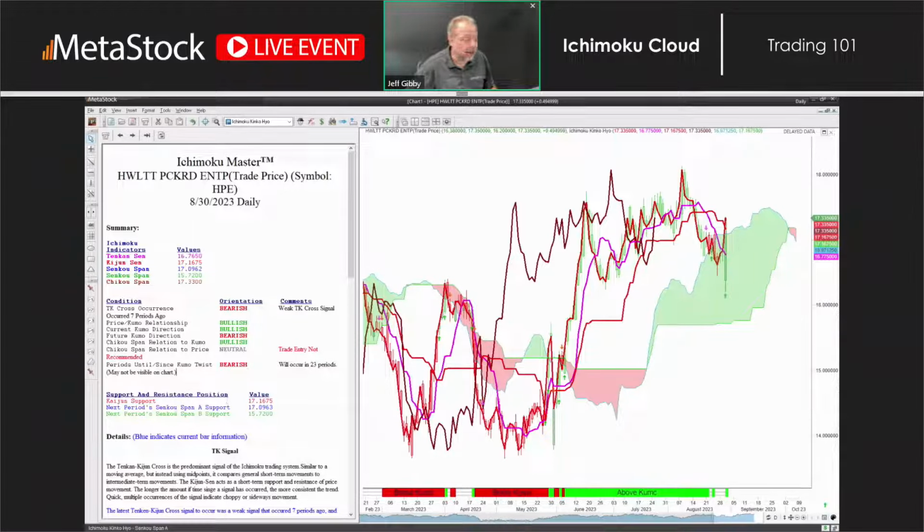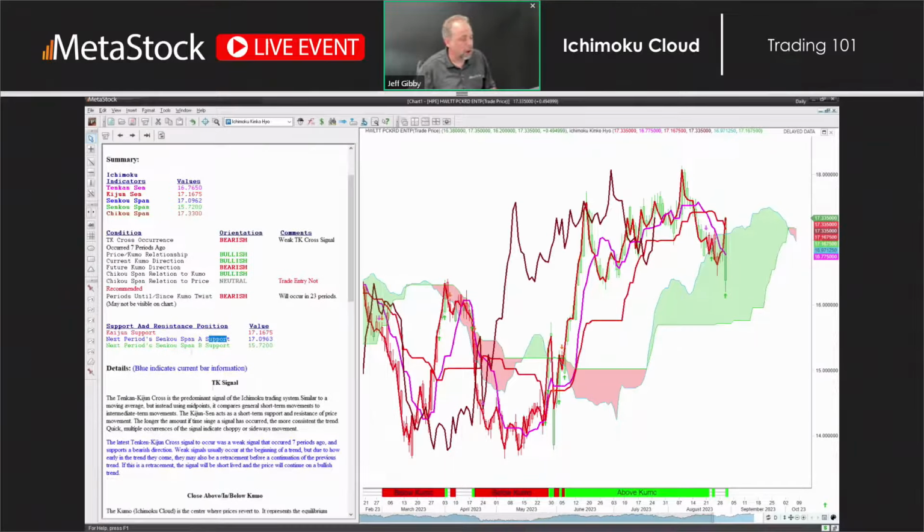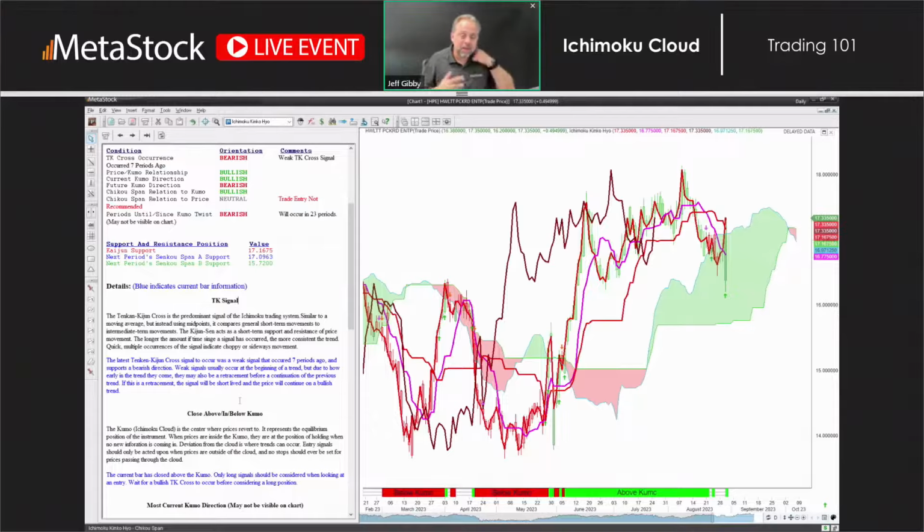You can use Kijun as support and resistance. That value would be 17, okay? Senkou span A and B are used as support and resistance, and those are the values, okay? And it will either say support if price is above it, or resistance if it's below it, okay? Then he goes to break down all the patterns for you. And I'm not going to read these all to you, but I do want to kind of tell you, these are the differences between the different expert advisors.